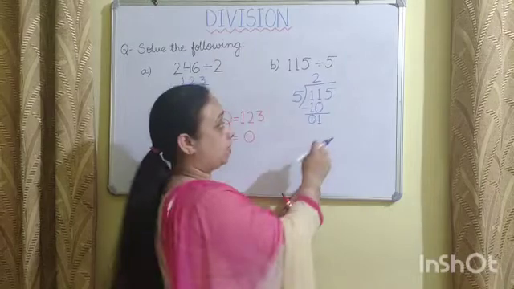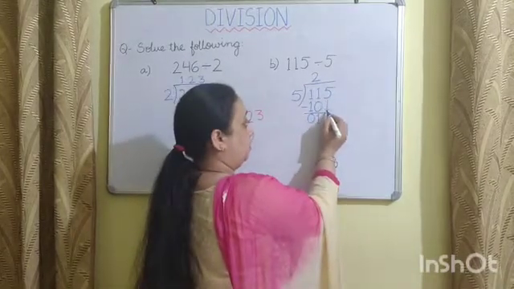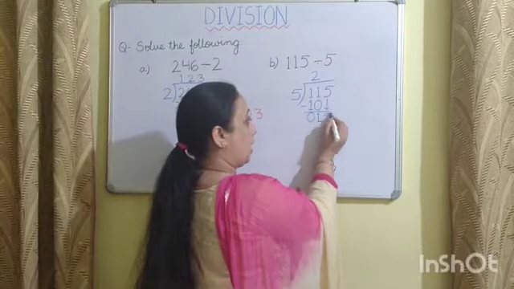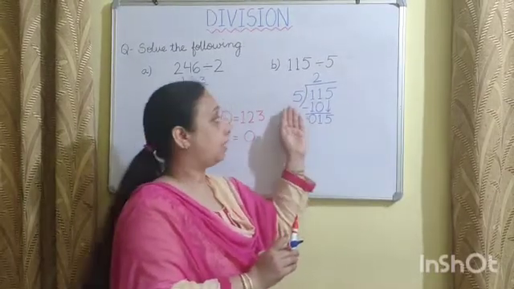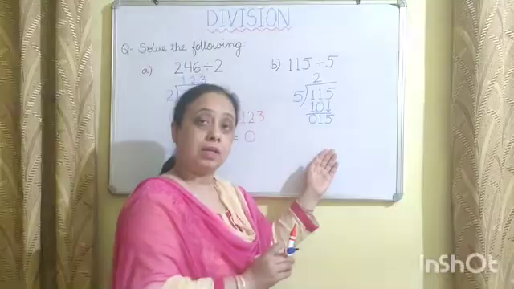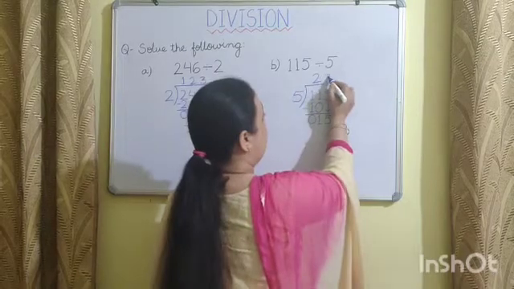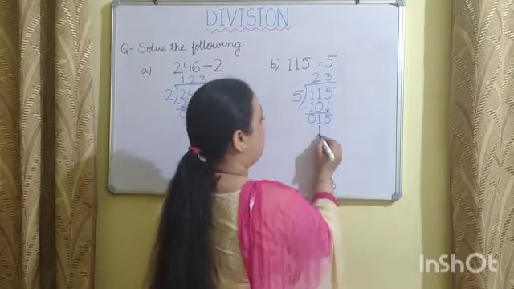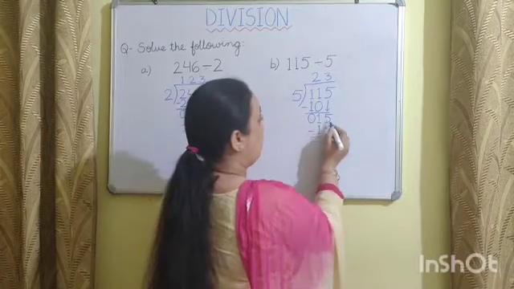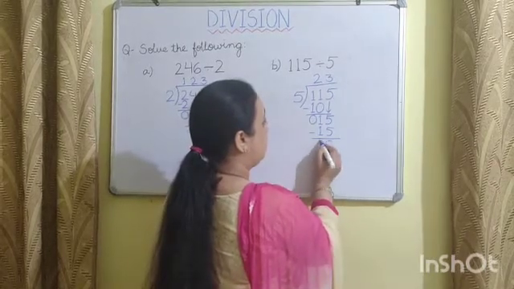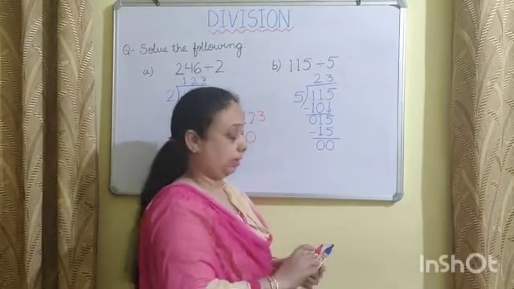Now our next step is to copy down this 5 here. We'll copy down this 5 and we have the number 15 now. Now we'll read the table of 5 till 15. It is 5 3s are 15. When we subtract 15 from 15, our answer is 5 minus 5 is 0, 1 minus 1 is 0. So the leftover is 0 here.